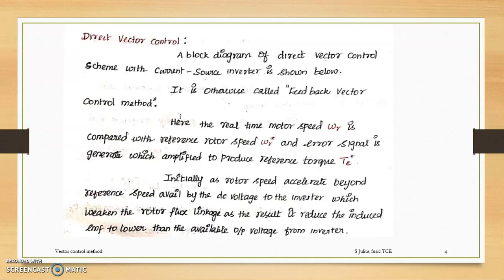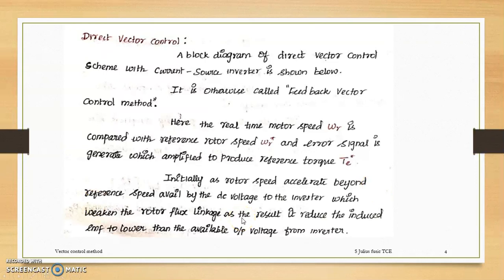The real-time motor speed is first obtained using a tachometer or some other sensor, which is compared with your reference rotor speed, omega r star, and we develop an error signal. Before that, you have to amplify it, and it is used to produce the reference torque TE star. Initially, the rotor speed accelerates beyond the reference speed.